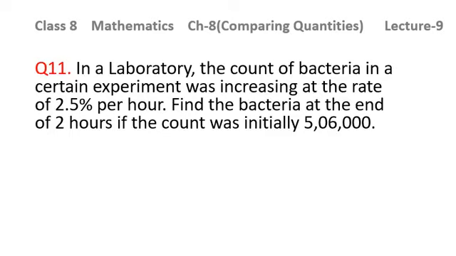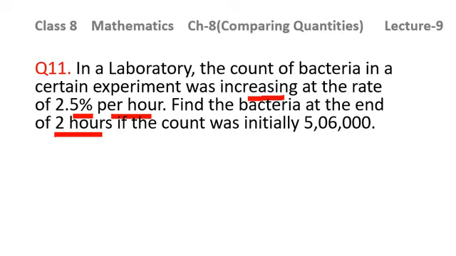So question number 11. Question number 11 says, in a laboratory, the count of bacteria in a certain experiment was increasing at the rate of 2.5% per hour. It is being increasing, so we need to take the formula with the plus sign in between the bracket, like it will be V is equal to V naught bracket 1 plus R over 100 raised to the power n, and it is being increasing at the rate of 2.5% per hour. Find the bacteria at the end of 2 hours. Means we need to find the future value, that is what will be the count of bacteria after 2 hours.